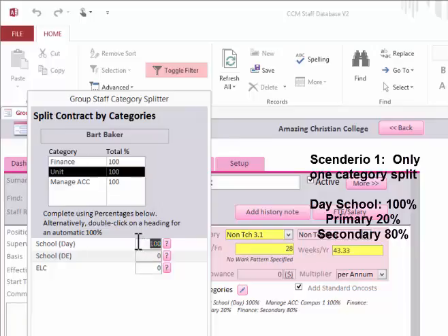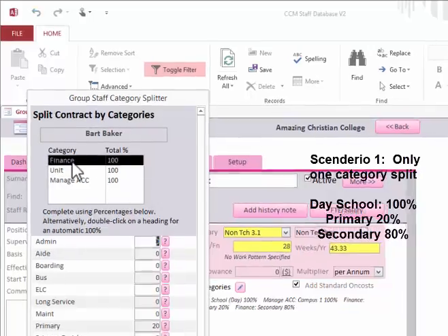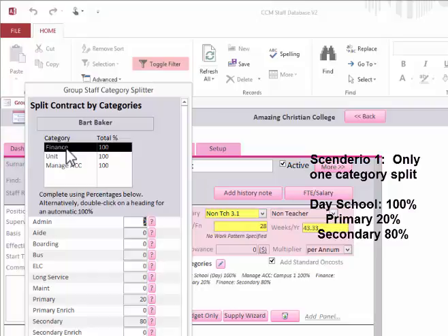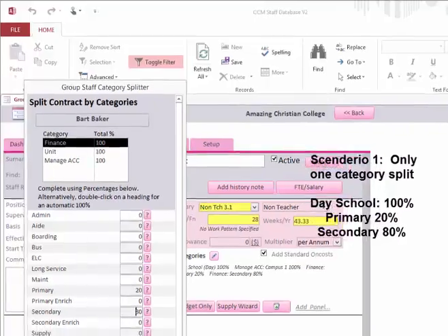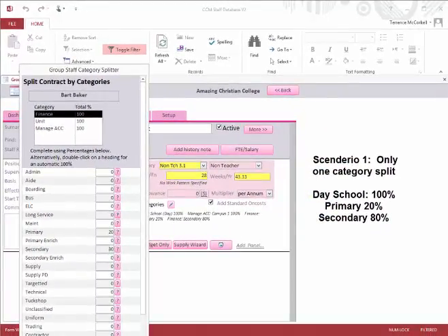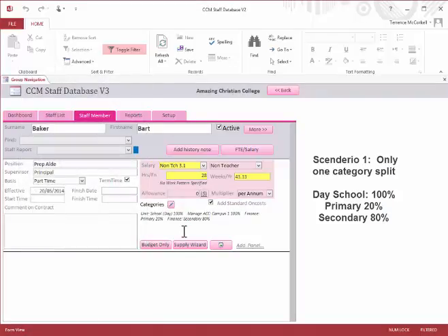So let's say Bart just works in the day school 100%, and in terms of his financial calculations, 20% of him goes to primary and 80% of him goes to secondary. So that's very, very simple. It splits him across those cost account areas, very simply done.